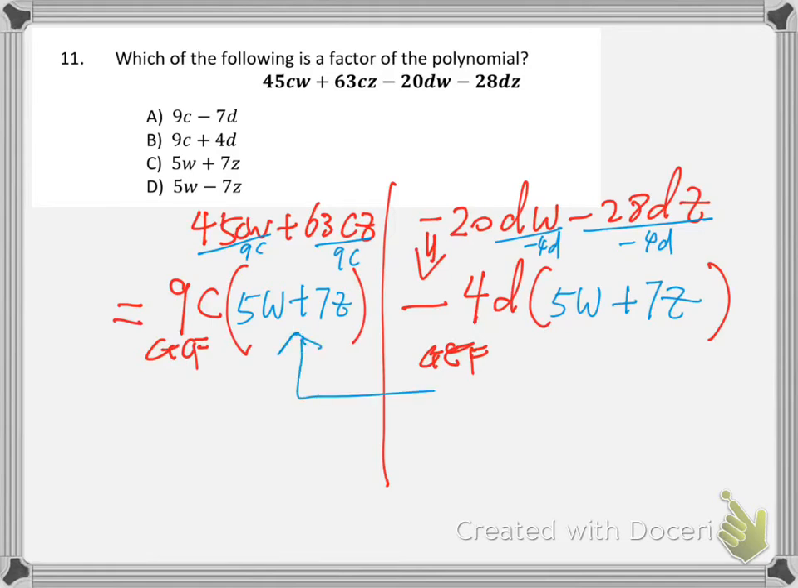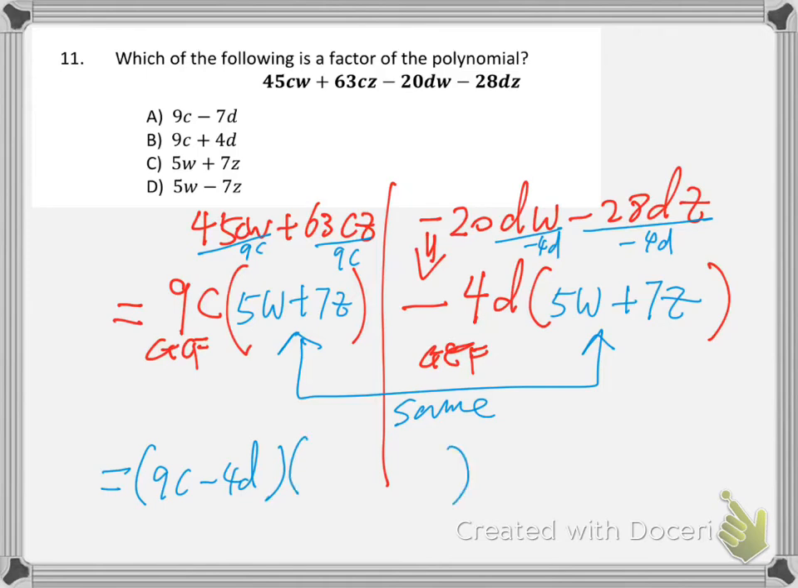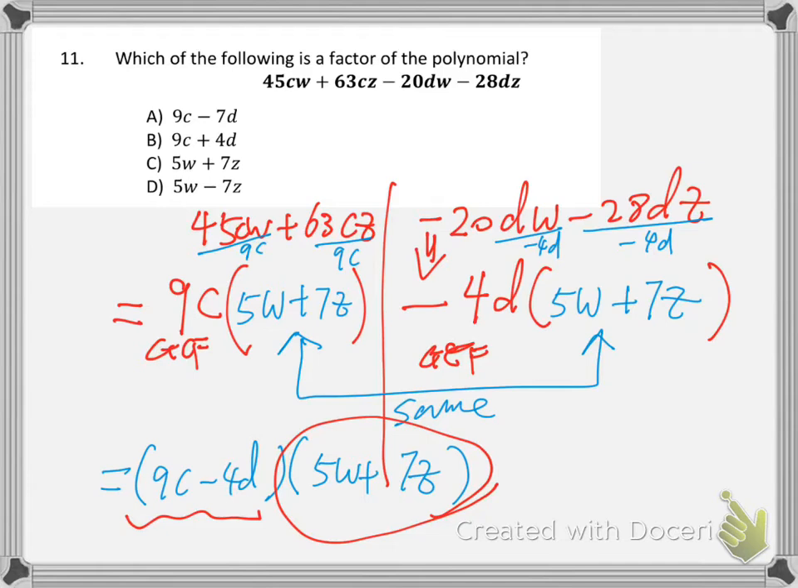Okay, so these two quotients are the same. That's how you check your calculation in the grouping method. We have two different GCFs, but the quotient must be the same. So now we put two GCFs together, 9c minus 4d, and then times the common quotient, 5w plus 7z. So which one is in the answer? This one is not. The first one is not in the answer. 5w plus 7z is in the answer choices A, B, C, D. So this is the right answer, C.